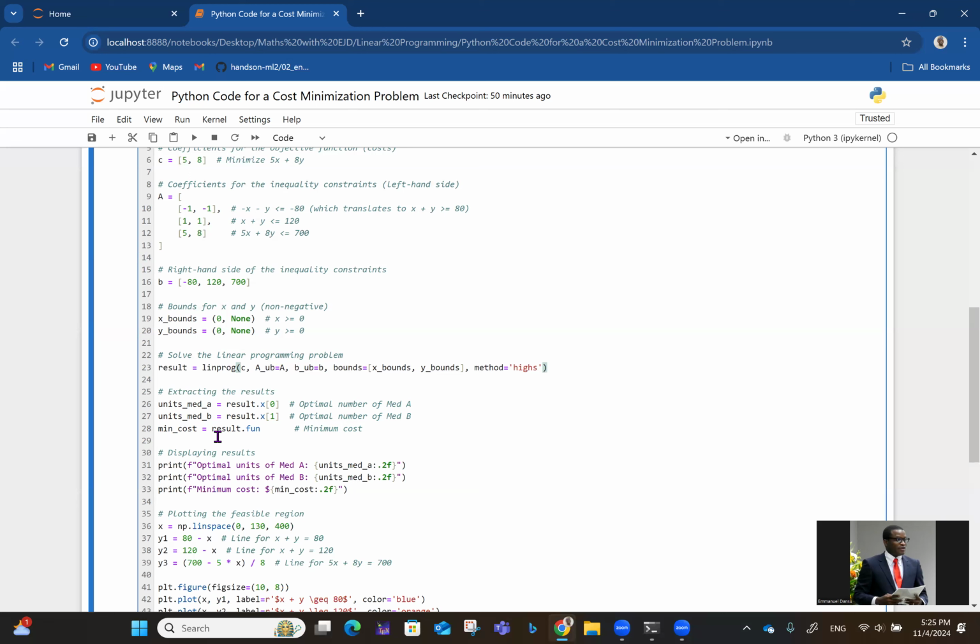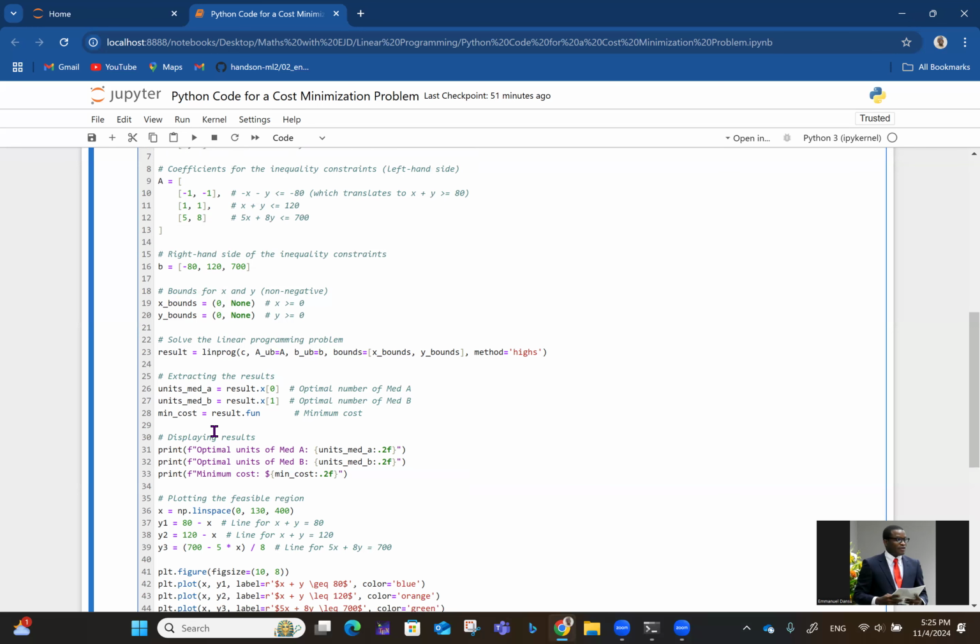And then the minimum cost, now since you are minimizing, will be result dot fun. So you are getting result from the function of the result itself. You're evaluating that. Now, if it was a maximization problem, you remember you have to put a minus sign here because this program looks like it's designed originally for minimization. So if you're maximizing, pay attention to the fact that you have to negate the values.